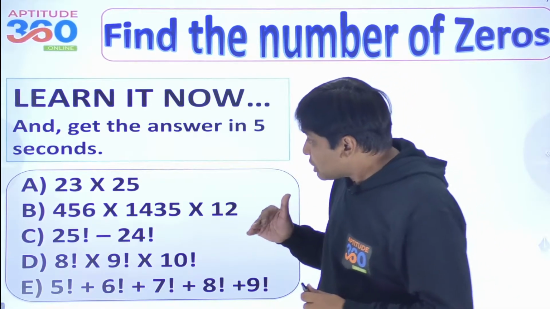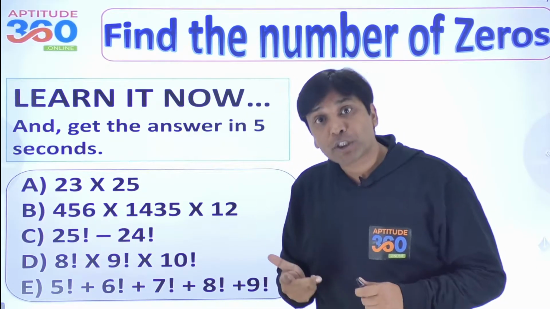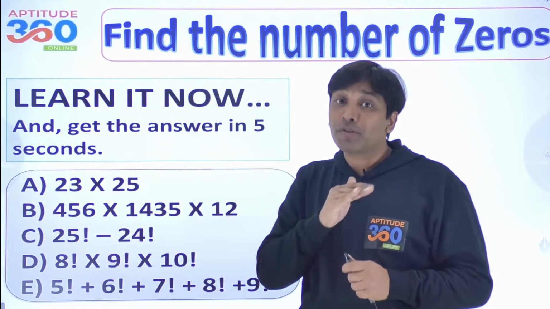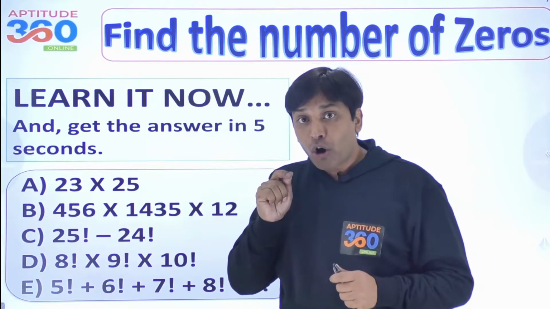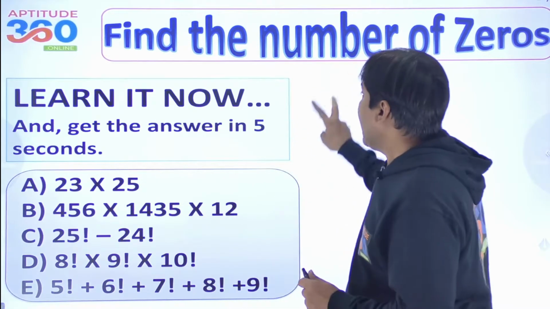People consider this to be very difficult and say, 25 factorial minus 24 factorial, do I have to solve it all and then find the number of zeros? And I say you don't even have to do all of it, right? So pay attention for 10 minutes and this concept is going to be all yours.